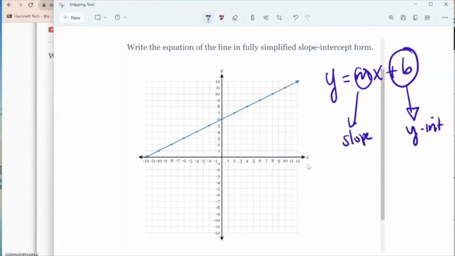So what does that mean? Where it crosses the y-axis. So where does it cross the y-axis? Here's the y-axis. Where does this line cross this line? I can look for my little crossing right here. So it crosses at 6. So the y-intercept is 6, positive 6. Okay. Now, because it says the word equation, an equation must have an equal sign, so you must write the whole thing.